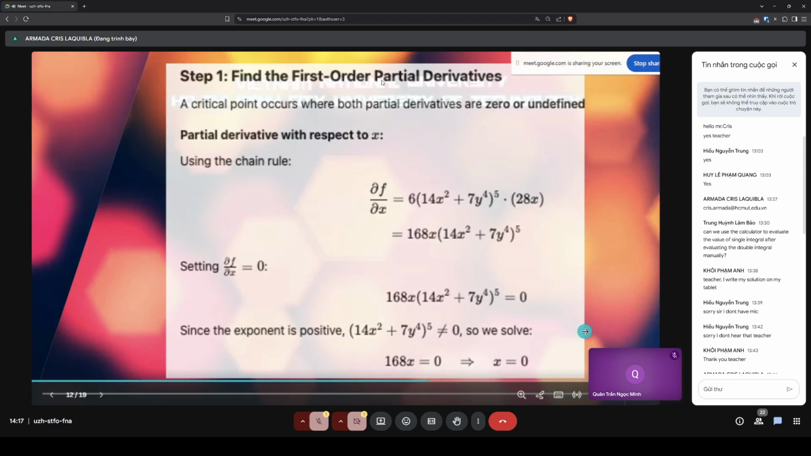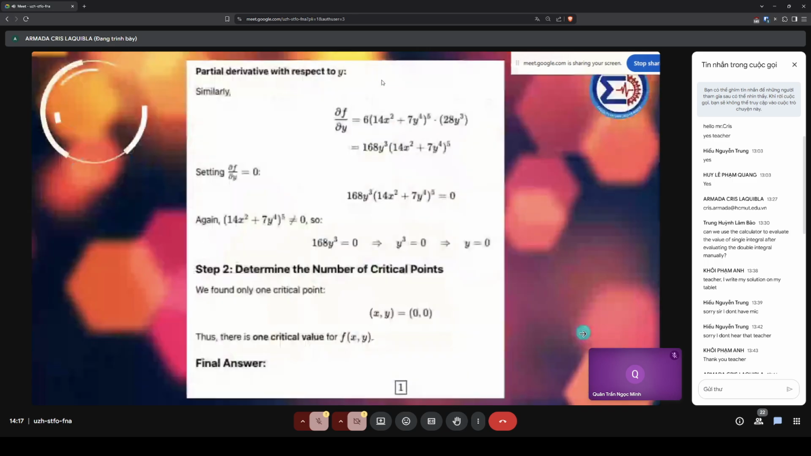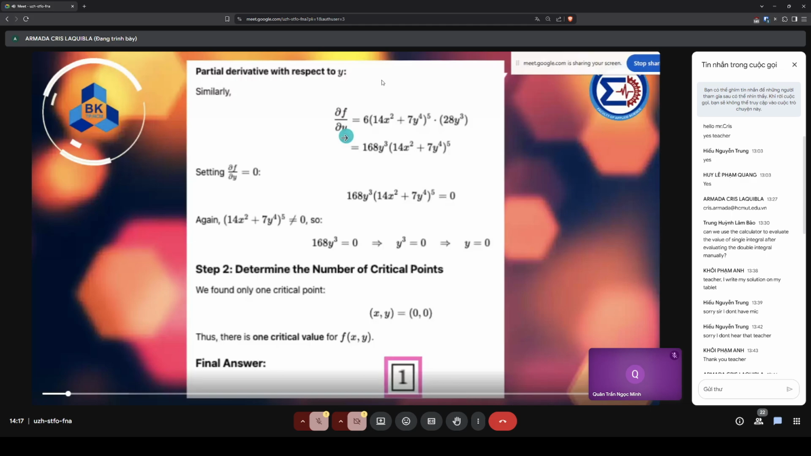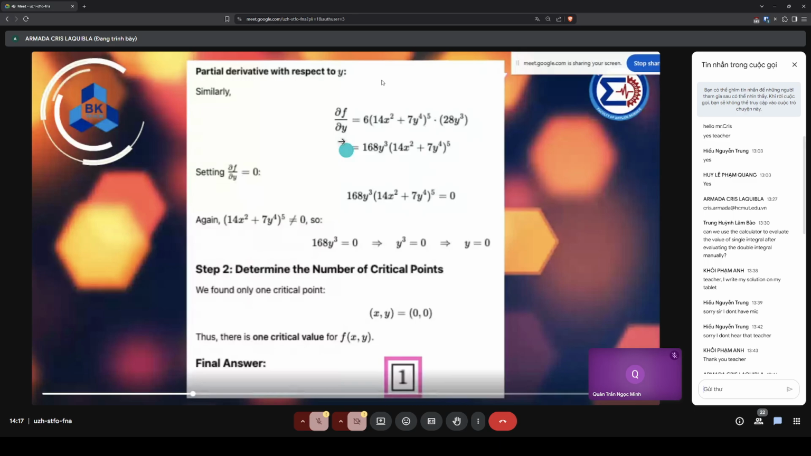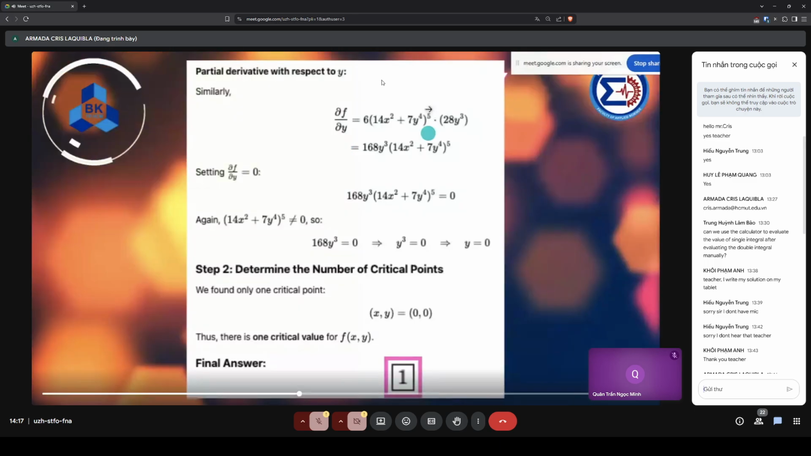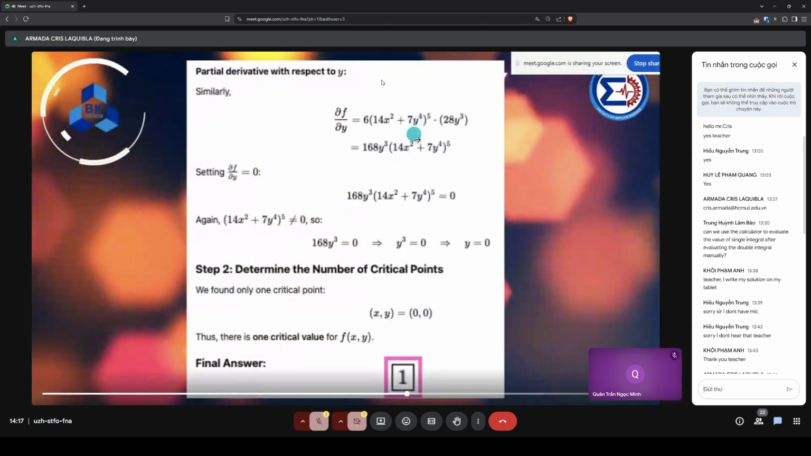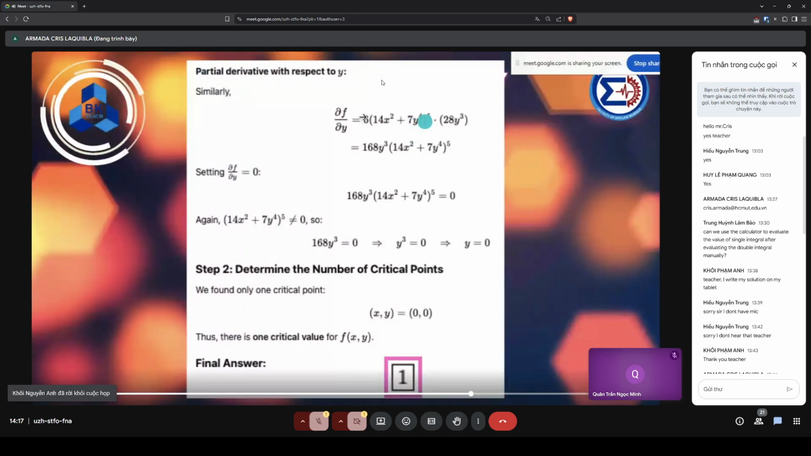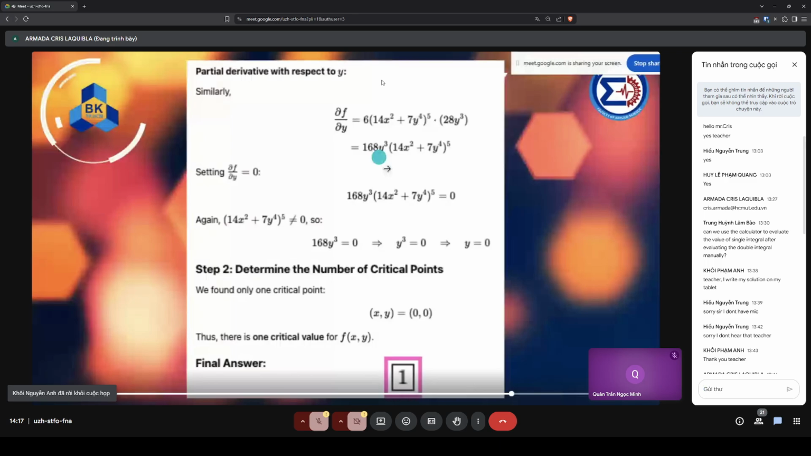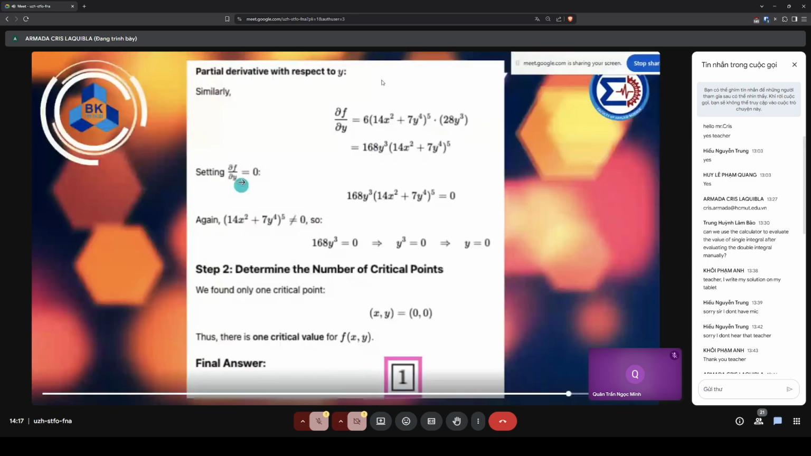Next, we will get the derivative of that with respect to y also, right? Okay. So again, 6 there to the here, and then this one becomes 5, and then multiply the derivative of 7y to the fourth. It is 28y cubed. 28y cubed times 6, we have 168y cubed times this one. Now we set that to 0.